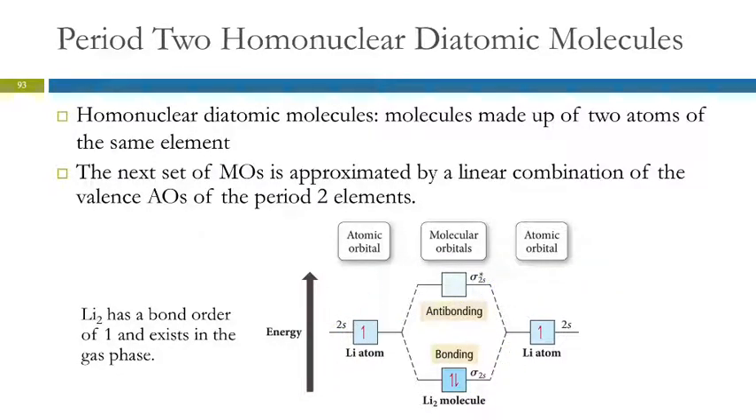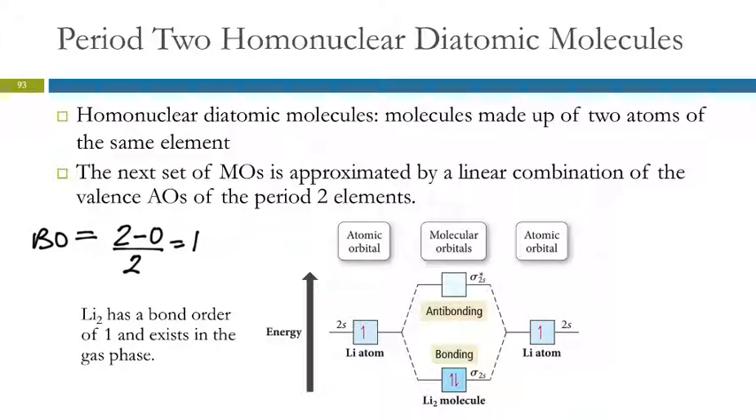Each of these atoms has one electron, and so when we put them into the molecular orbitals, they're both going to go into this bonding orbital. So the bond order for this molecule is 2 electrons in bonding orbitals minus 0 in anti-bonding, divided by 2, is 1. So Li2 has a bond order of 1. It does exist in the gas phase.